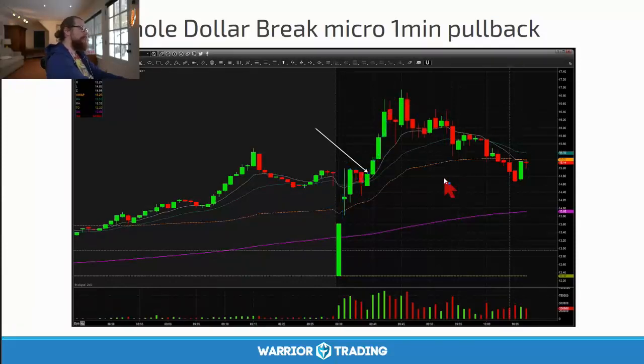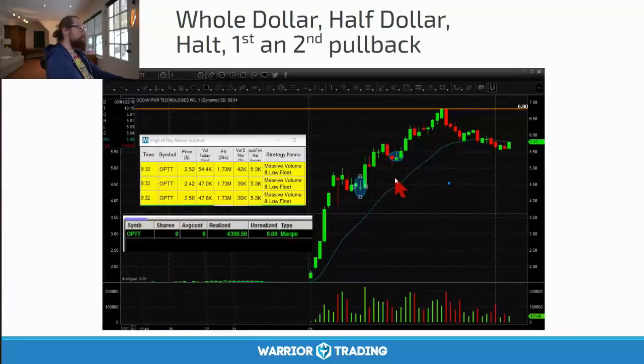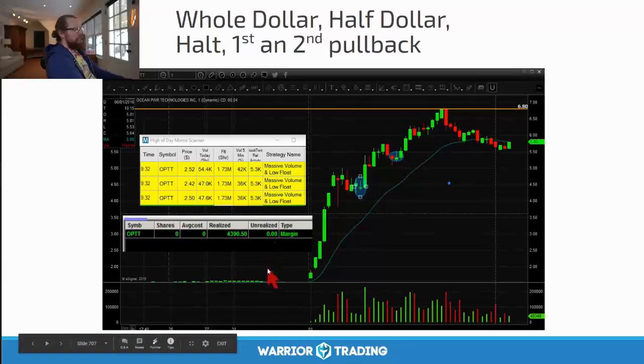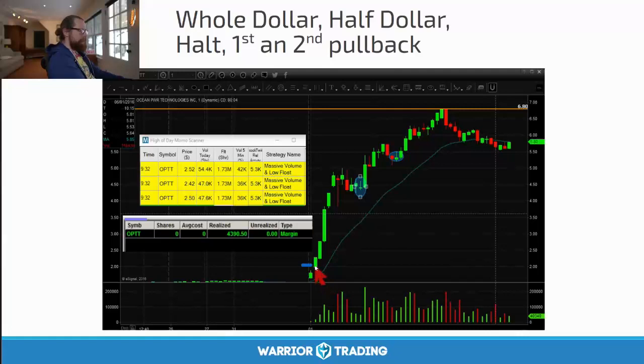So that was a very nice, clean setup, whole dollar break, micro pullback. This is another example of a stock, OPTT, where this one went from $2, it surges up and just kind of starts ripping. So when it first hit our scanner down here at like 2.50, probably the first good entry would have been the break of $3.